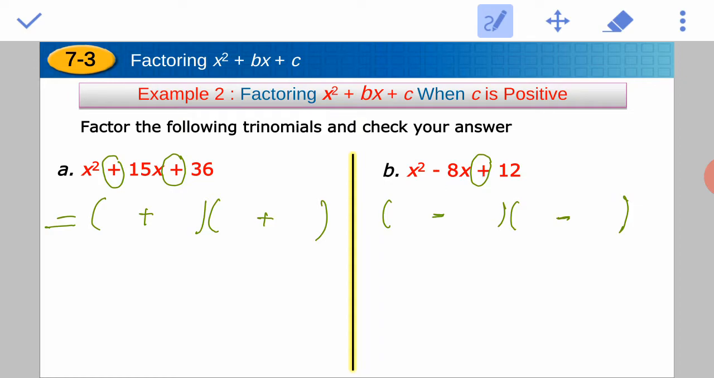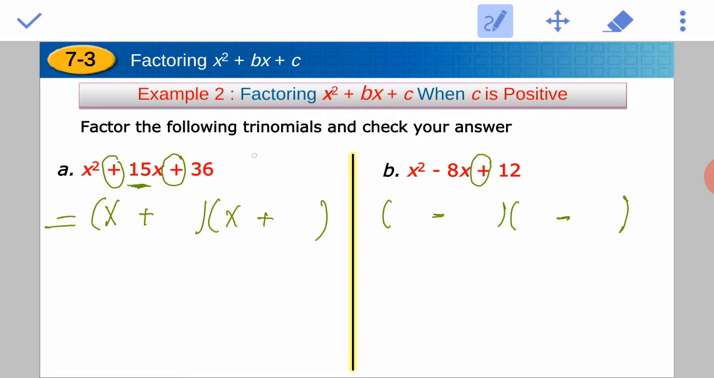Now let's continue factoring. Step number 2 is to factor the first term, and we always factor x squared as x times x. This is easy. To factor 36, we have many scenarios, but we're looking for a pair of factors whose sum is 15. The middle term is our guide. We're looking for one pair of factors whose product equals 36 and whose sum equals 15. Maybe 1 times 36? No, their sum is 37. What about 3 times 15?